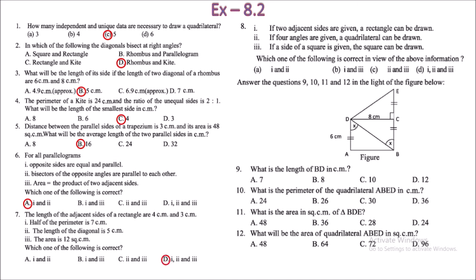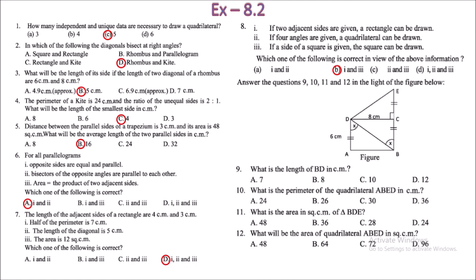Number 8, if the two adjacent sides are given, can the rectangle be drawn? Yes, it is possible. If four angles are given, a quadrilateral cannot be drawn. If a side of a square is given, the square can be drawn. So 1 and 3 is the correct answer. So B is the correct answer here.